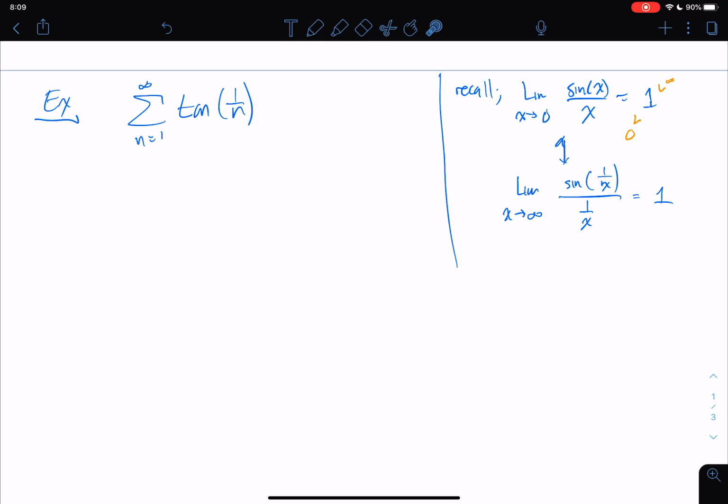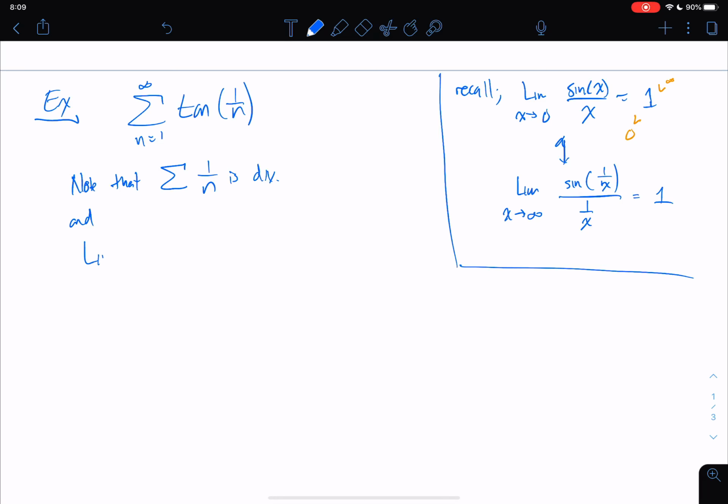Well, tangent is just sine over cosine. And note that cosine of 0 is just a 1. So what I'm going to do in this example is note that I need a 1 over n in the denominator to take the limit of. So that's going to be what I'm going to compare it to. The sum of 1 over n is divergent.